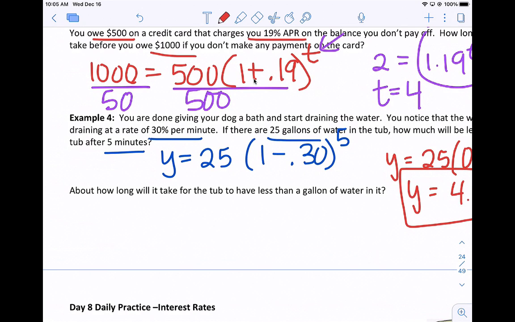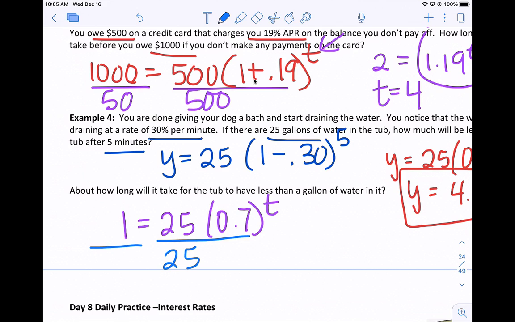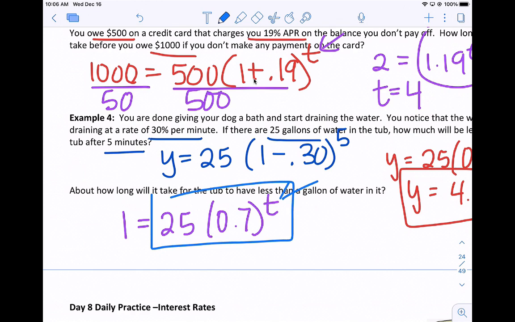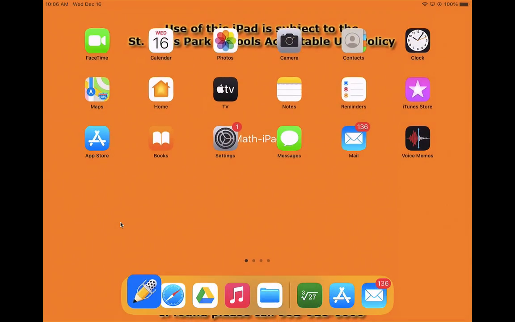About how long will it take for the tub to have less than a gallon of water in it? So I'll just put 1 gallon here, and we would say after this time. I'm just going to put the 0.7 here. All right, so guess and check. I'm just going to divide each side by 25. Actually, this one I'll just leave. Okay, so this one I'm going to leave, and I'm going to type this in, and I want to know which time will give me the number 1 on this side. Okay, so 25 times 0.7 to the t.